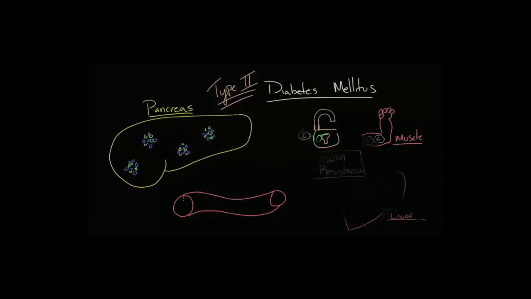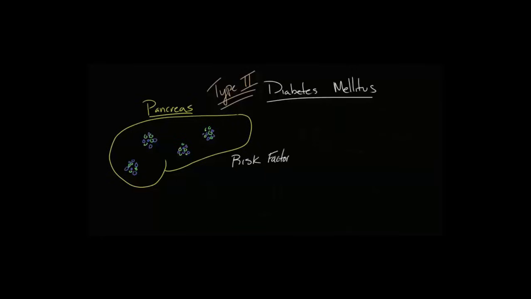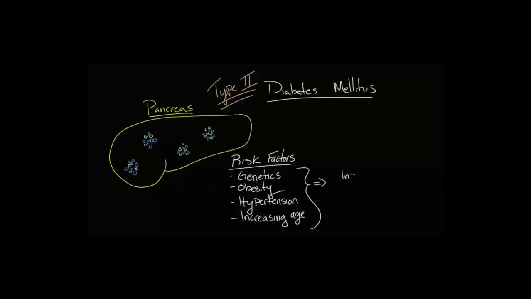So I'm going to just erase some of our work here so we can get a little more room. So what are some of these risk factors? Well, one of the most important ones is actually genetics. In fact, having a family history, say in someone's parents or grandparents, of type 2 diabetes is one of the biggest risk factors for developing type 2 diabetes. Other factors include obesity, hypertension, and increasing age. And it's the interaction of all these different factors plus more that end up resulting in insulin resistance.